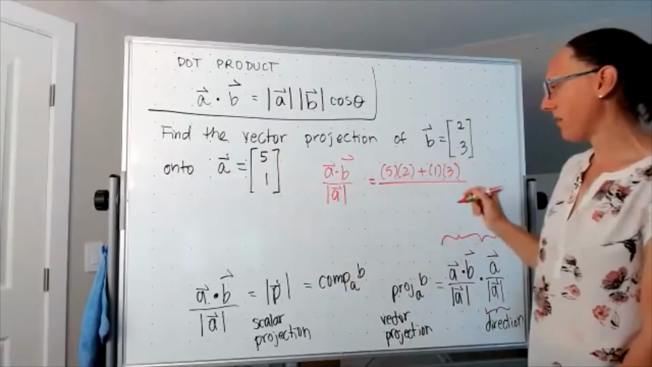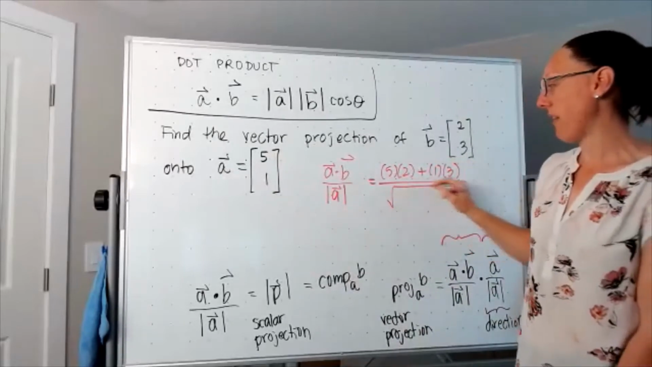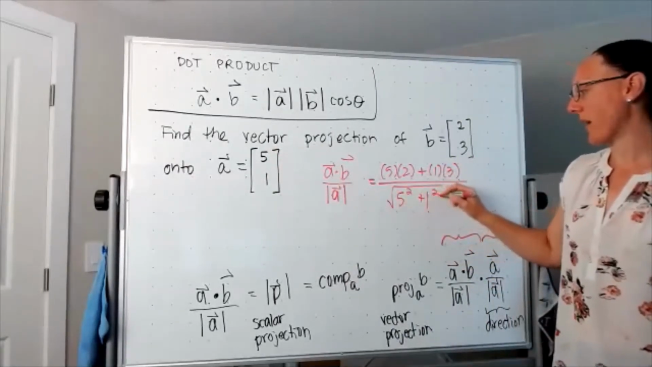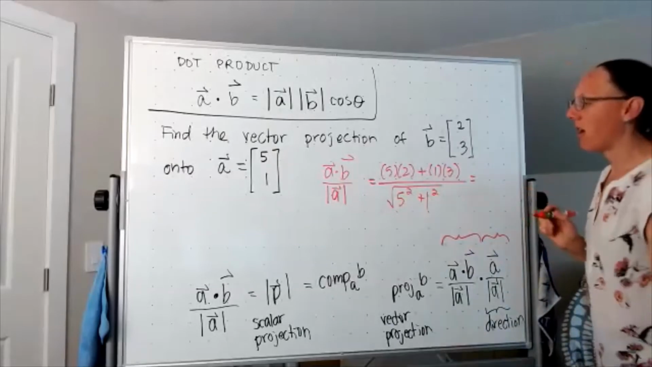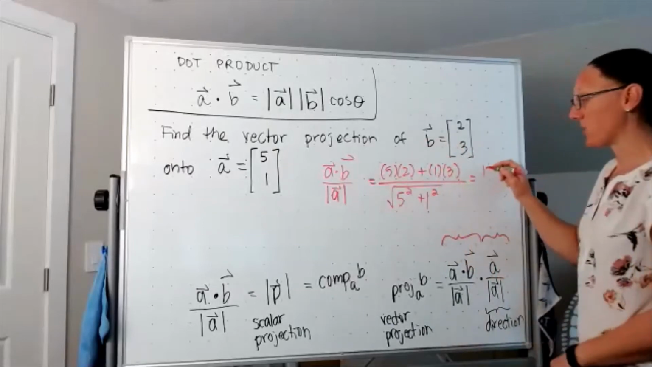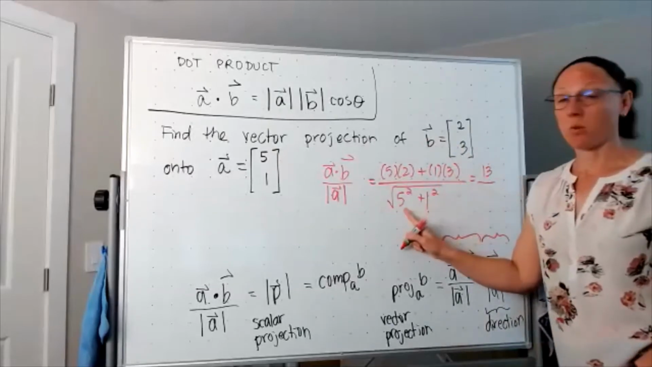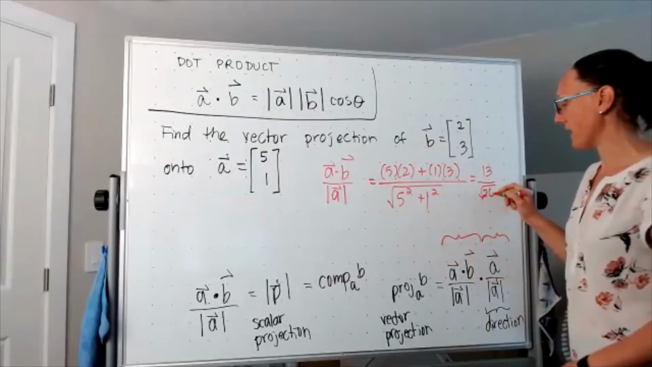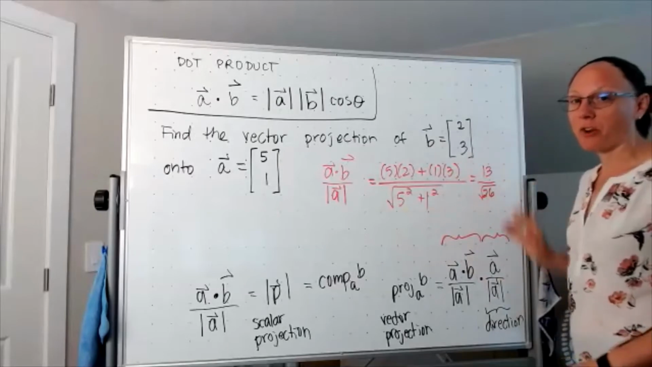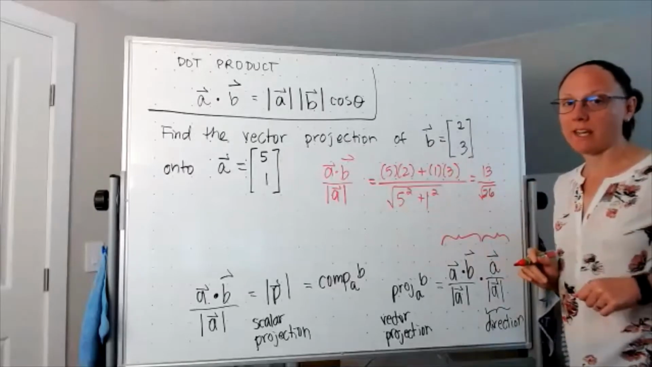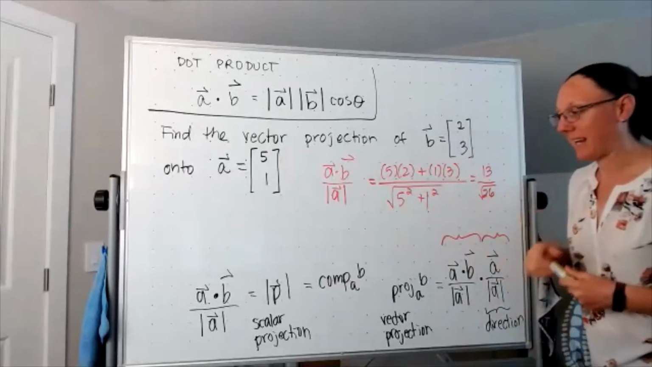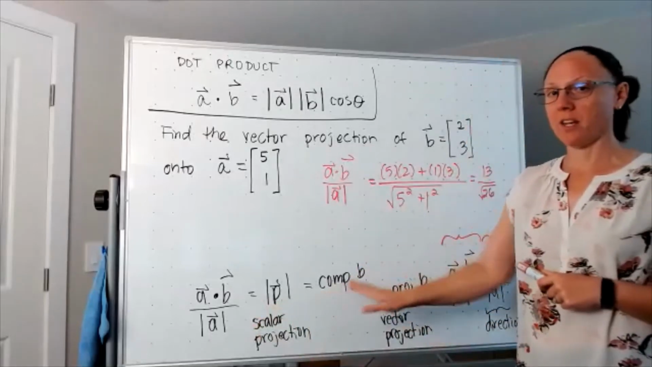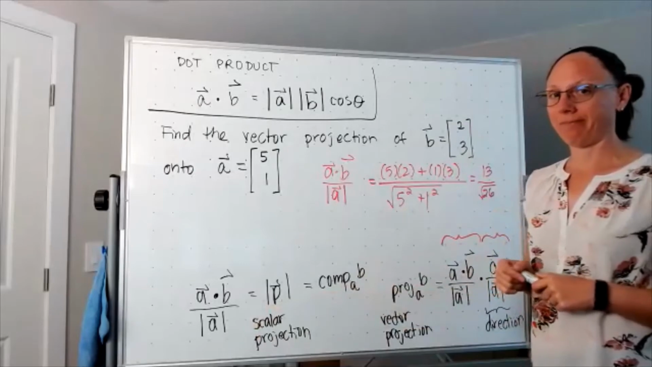And that whole thing, I need to divide by the magnitude of A. Magnitude of A is going to be the square root of 5 squared plus 1 squared. If I finish that off, 10 and 3, so that's 13. 5 squared is 25 plus 1, so square root of 26. We've got 13 over the square root of 26. That would be my scalar projection, or the scalar component of B onto A.